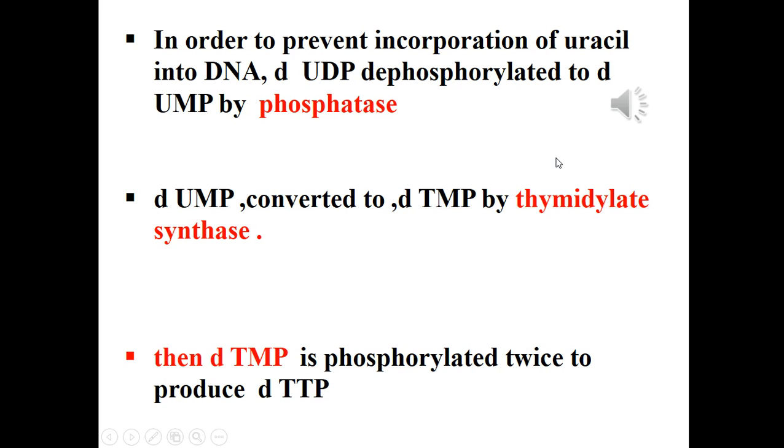So in order to prevent the incorporation of uracil into DNA, the deoxyuridine diphosphate dephosphorylated to deoxyuridine monophosphate by phosphatase enzyme. Then deoxyuridine monophosphate converted to deoxythymidine monophosphate by thymidylate synthase enzyme. Then deoxythymidine monophosphate is phosphorylated twice to produce deoxythymidine triphosphate.